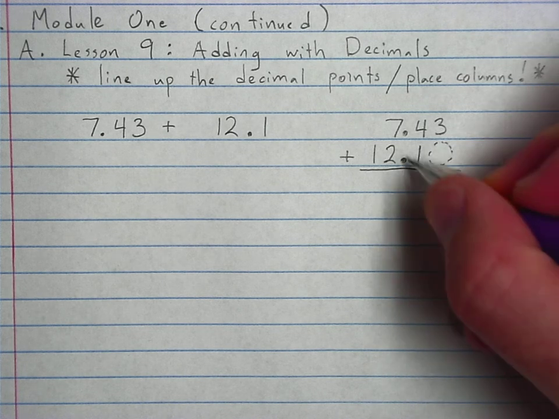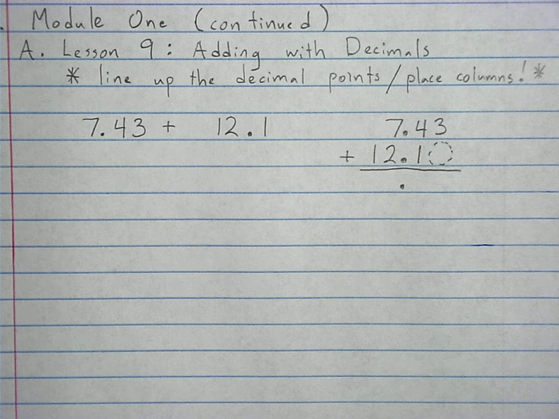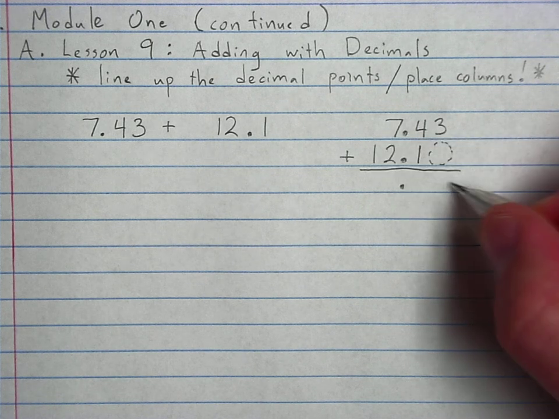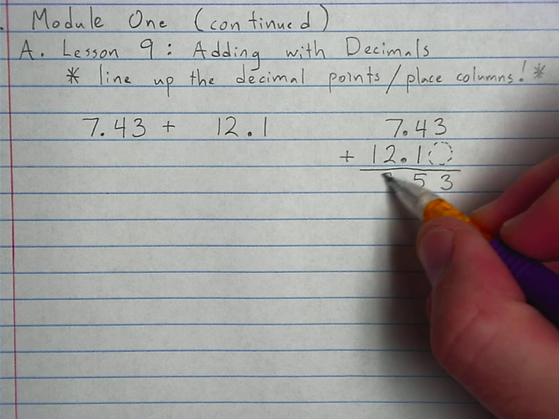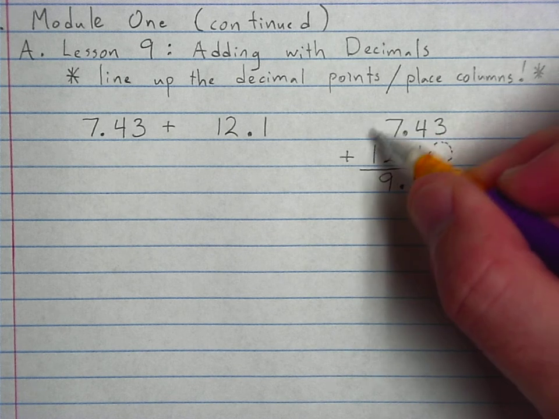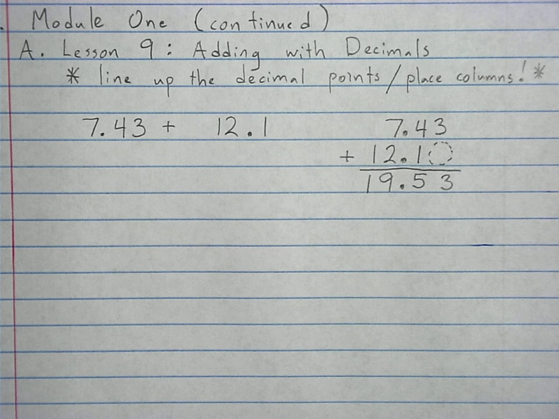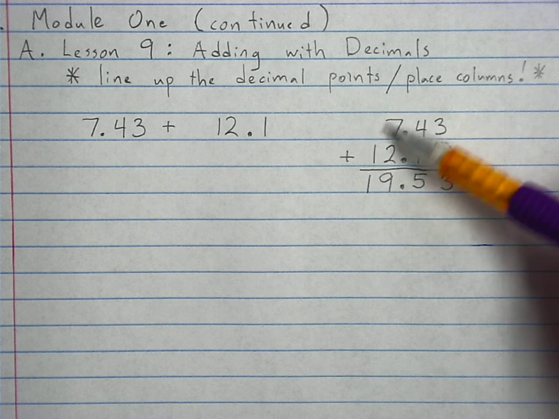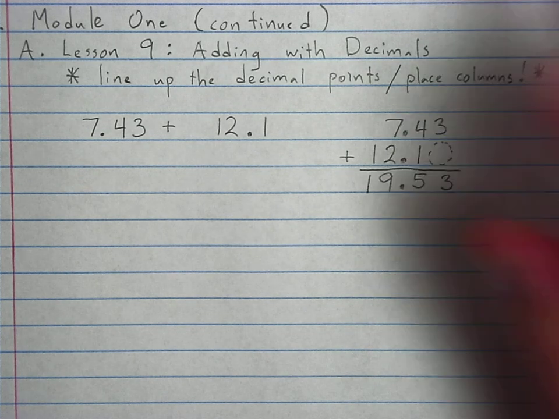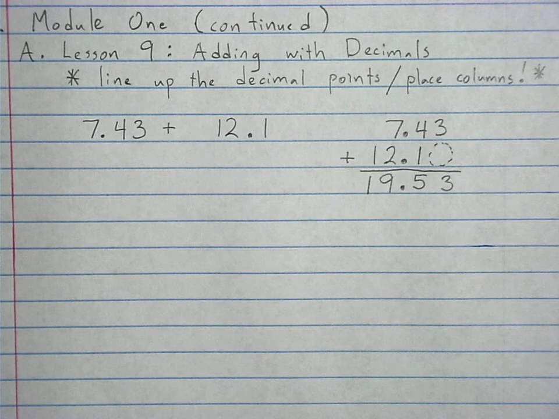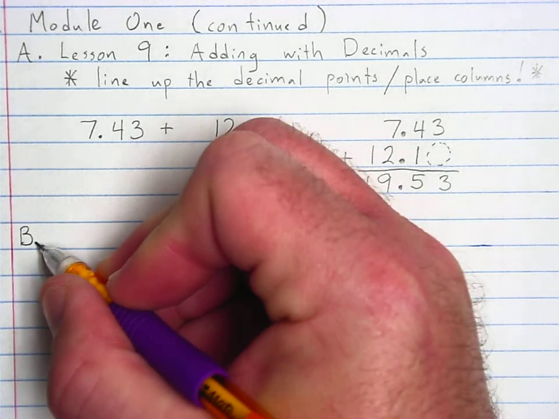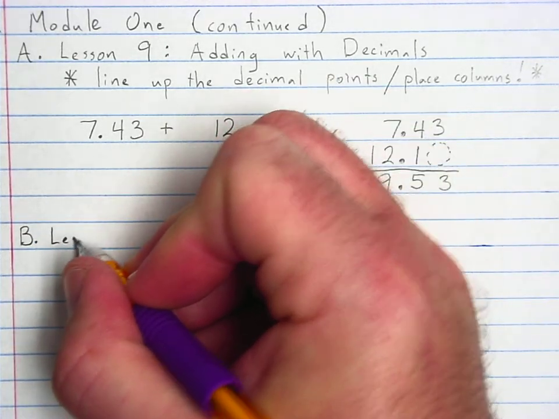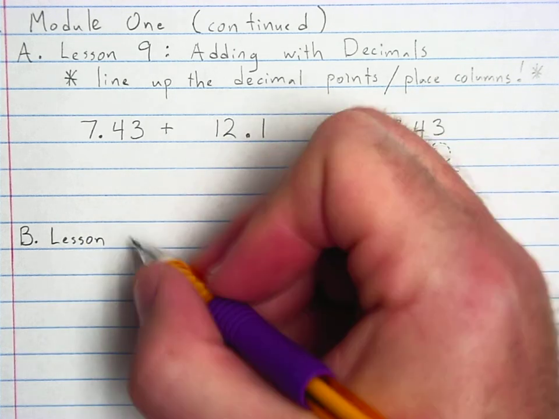All right. I like to bring the decimal down immediately. 3 plus nothing is 3. 4 plus 1 is 5. 7 plus 2 is 9. And nothing plus 1 is 1. I could have put an invisible 0 up there too, but I think most of you are pretty accustomed to that sort of thing. You're used to that, so it's not a big deal. All right. That's addition. Lesson 10 was the same thing, just subtraction.